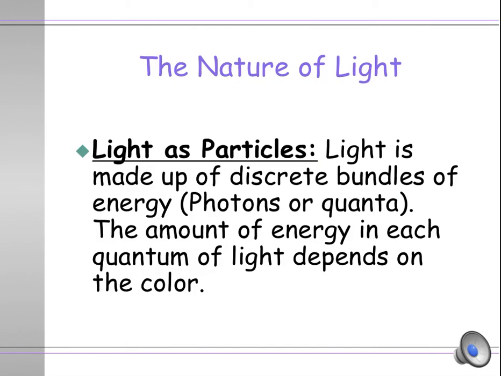So light as particles, okay, we just went over light as waves. So light as particles. Light is made up of discrete bundles of energy. We can call them photons or quanta. And that amount of energy in each quanta depends on the light color. Or we could say it the opposite way: the light that we see is dependent upon the amount of energy that is in that wavelength. So the amount of energy is related to the colors of light that is seen, and each quanta represents a color of light.